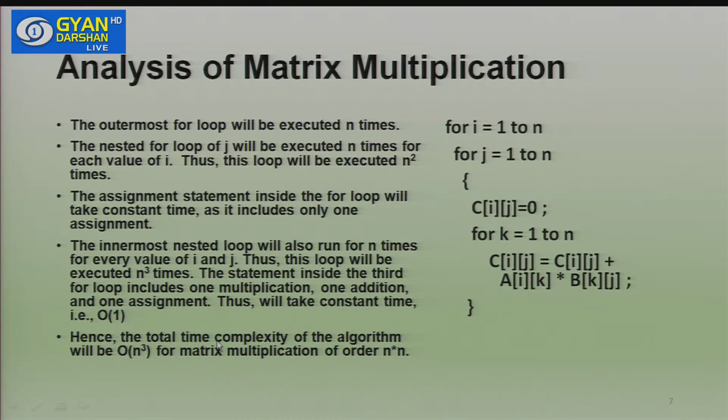Hence, the overall complexity of this whole algorithm is equivalent to the number of times the loop is getting executed, and that number is n cube. So this is of the order n cube. If you are multiplying 2 matrices of order n cross n, the complexity of that algorithm is going to be n cube. Well, these 2 algorithms are fine.